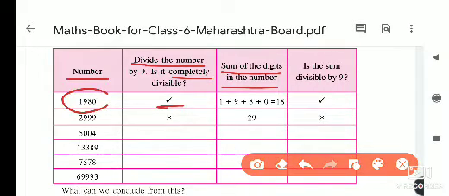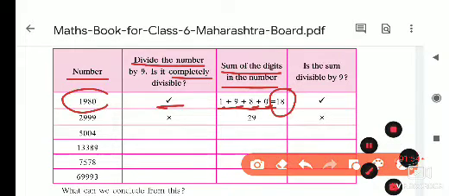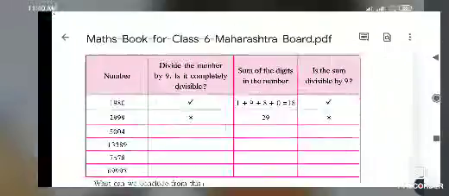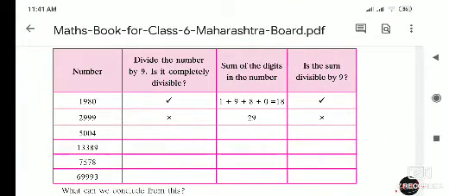In the number 1980, the digits are 1, 9, 8, 0. We add them and the sum is 18, and we check whether that sum is divisible by 9 or not. If it is divisible by 9, we give a right mark in the box. Okay, we will check the next number.